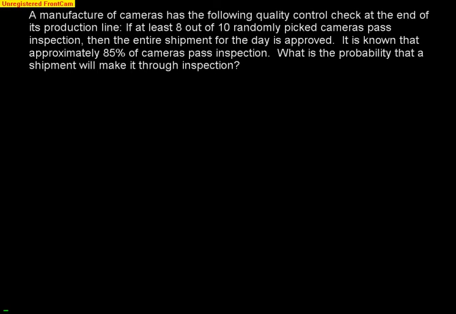Okay, so first we have the probability P of success, which is an 85% chance that a camera passes inspection. Failure, Q, would be 0.15. Now here's the key: at least 8 out of 10. At least 8 means 8 or more, so please be careful.